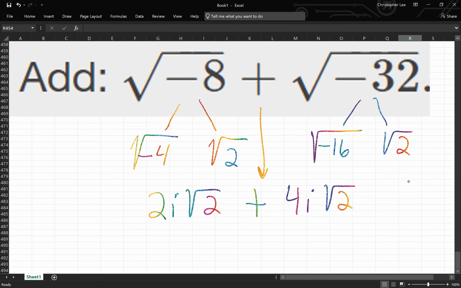Yeah, because 60 is a perfect square. That's fine. Keep breaking it down if you want to do that. You can keep breaking it down. As long as you get the same answer, we good. All right. So 2i plus 4i, 6i, square root 2. And that's it.